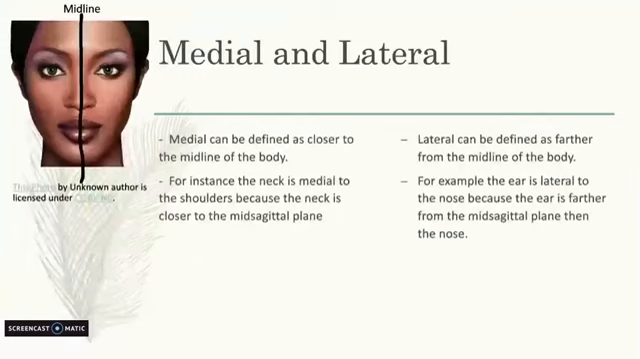Next, medial and lateral. Medial can be defined as closer to the midline of the body. For instance, the neck is medial to the shoulders because the neck is closer to the midline. Lateral can be defined as farther from the midline of the body. For example, the ear is lateral to the nose because the ear is farther from the midline.